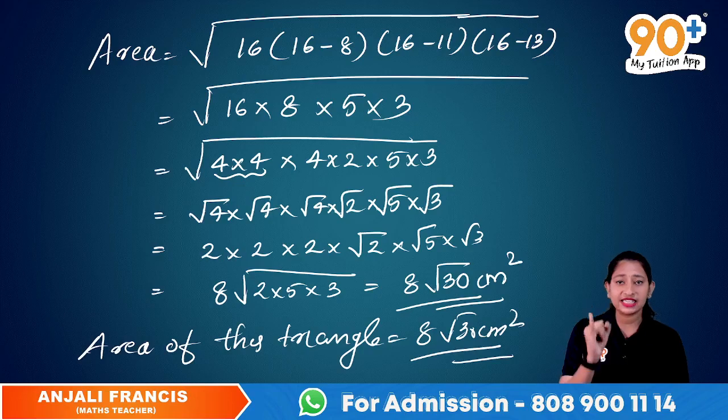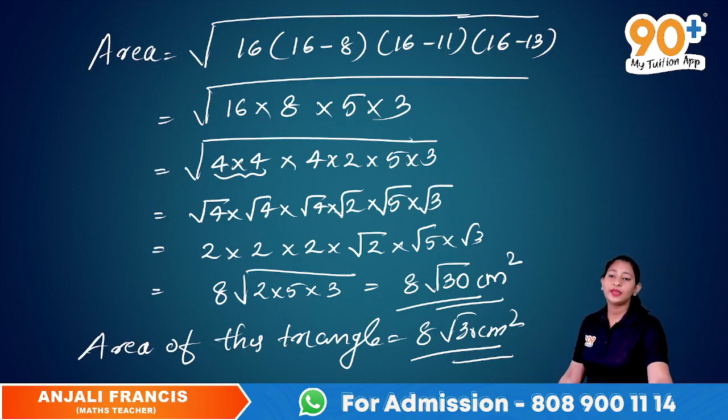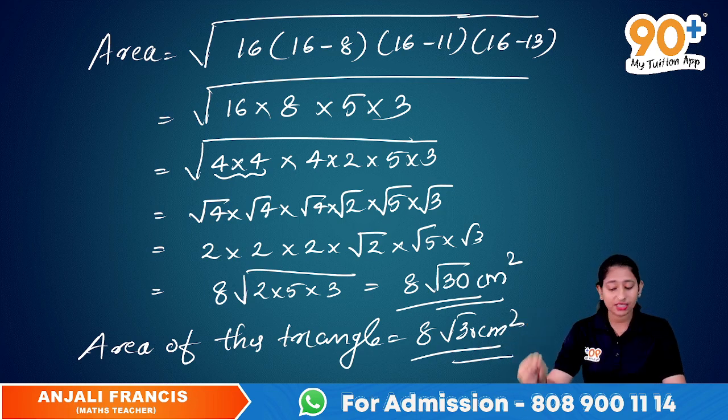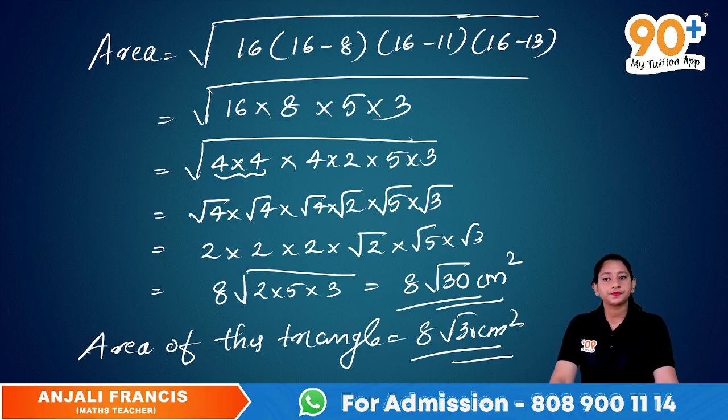അല്ലേ നമ്മളെല്ലാതും 8 centimeter, 11 centimeter, 13 centimeter എന്നല്ലേ പറഞ്ഞേ. So area of this triangle will also be 8 root 13 centimeter square, not meter square. It will be in centimeter square. Is it okay? Okay ആണോ?